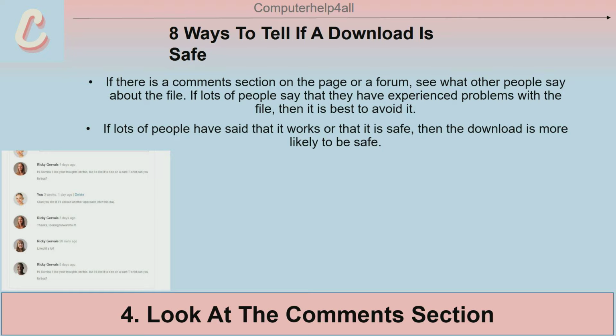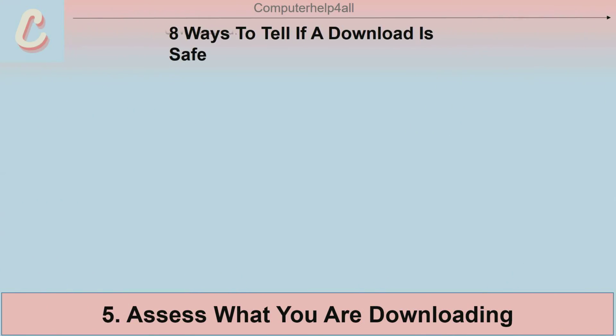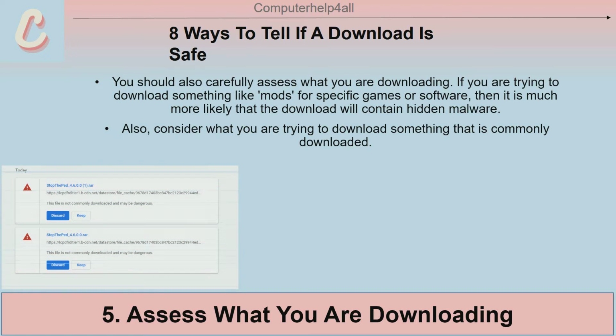You should also carefully assess what you are downloading. If you are trying to download something like mods for specific games or software, then it's much more likely that the download will contain hidden malware. Also, consider whether what you are trying to download is commonly downloaded. If not, there is a higher likelihood that there is going to be hidden malware in the download. If a specific program has been downloaded millions of times, then it's more likely to be safe and trustworthy.